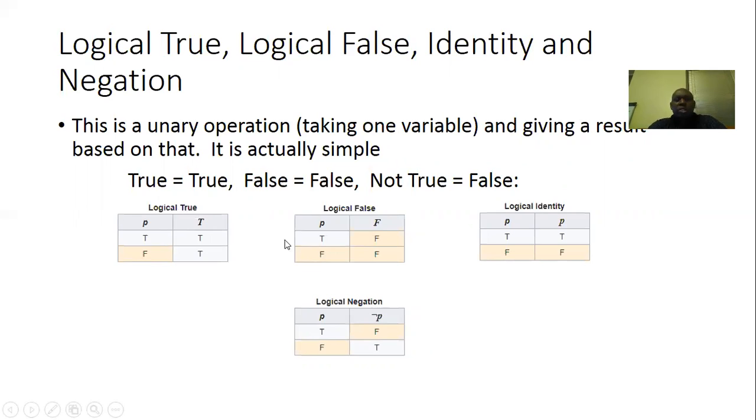And then another one is the logical false. The logical false operator means that whatever you do, the result is always false. So the input is P, and when the input is true, the result is false. The input is false, and the result is also still false. That is the logical false. So we have the logical true, in which the operation will always return a particular value, so true is always true. And then the logical false is an operation in which the result will always be false.